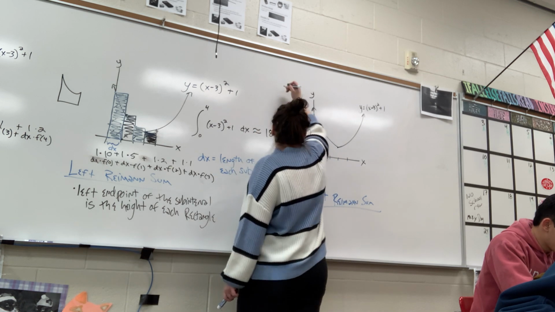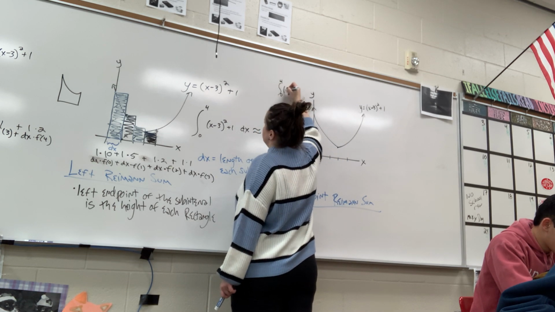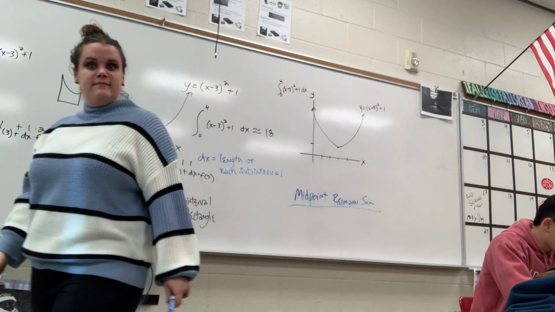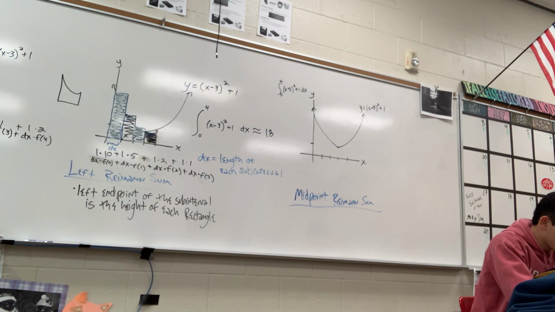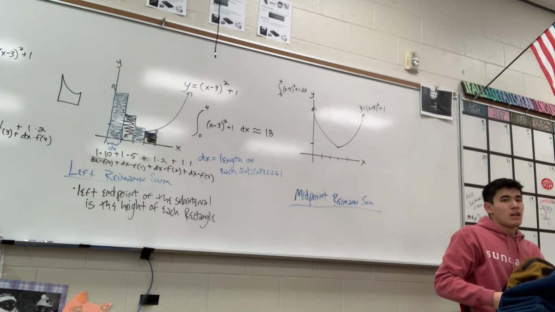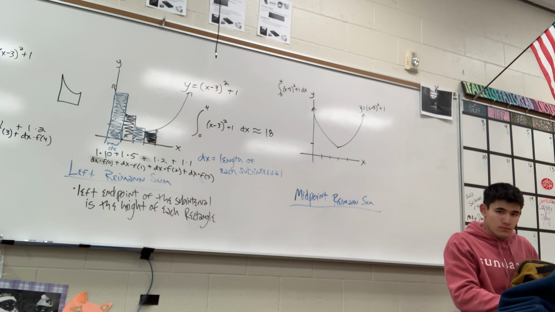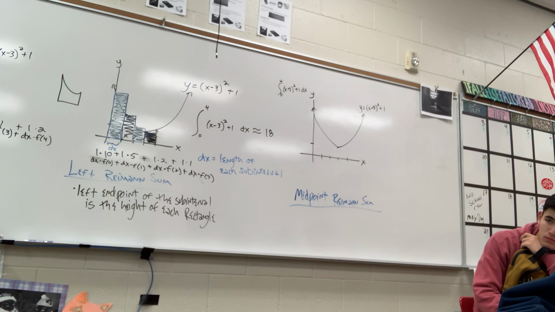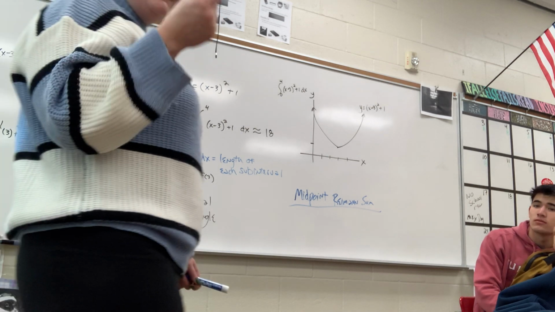So I'm still estimating the same thing, but I'm attempting to get a better estimate. All right? So instead of using the left endpoint of the subinterval or the right endpoint of the subinterval, I'm going to use the midpoint of the subinterval. What do you think that means? The average of the 2 points? What do you think I'm averaging? The left and the right are your X. X's or f of x's? X's. It's the middle.